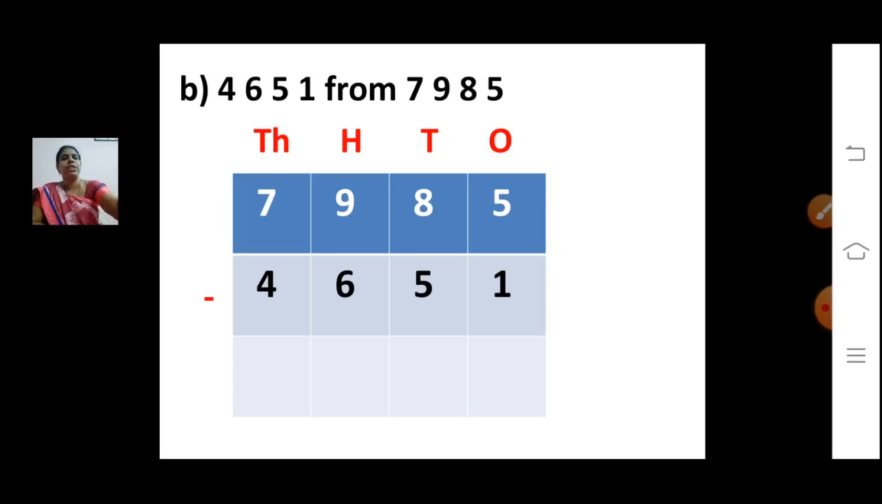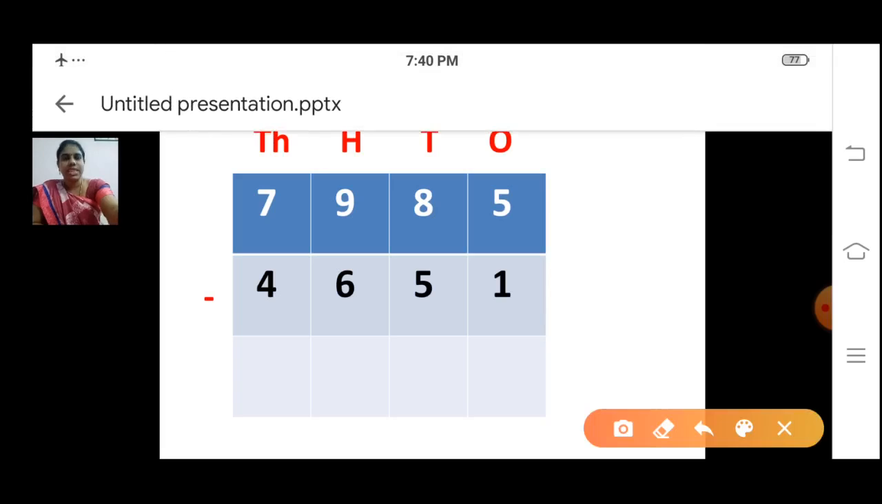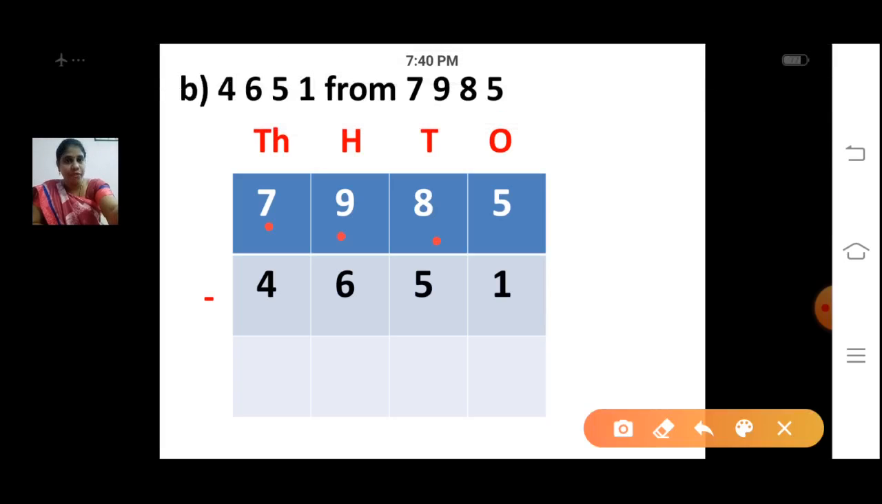The bigger number, the minuend, will be at the top. So 7,985 should be at the top: 5 in the ones place, 8 in the tens place, 9 in the hundreds place, and 7 in the thousands place. Now let's take the smaller number, the subtrahend, and write it below.